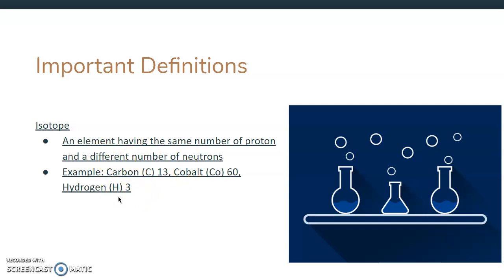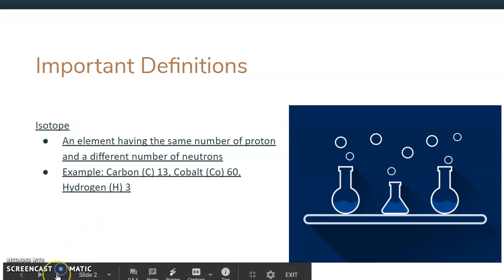So anytime we have an isotope, we have a different number of neutrons than we usually do. Our number of protons stays the same, because if we change the number of protons, we are actually changing the element.